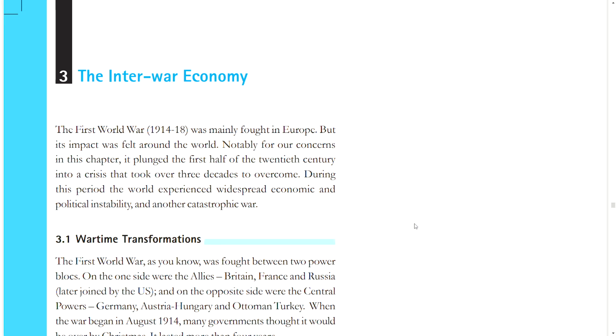3. The interwar economy. The First World War, 1914 to 18, was mainly fought in Europe, but its impact was felt around the world. Notably for our concern in this chapter, it plunged the first half of the 20th century into a crisis that took over 3 decades to overcome. During this period, the world experienced widespread economic and political instability and another catastrophic war.